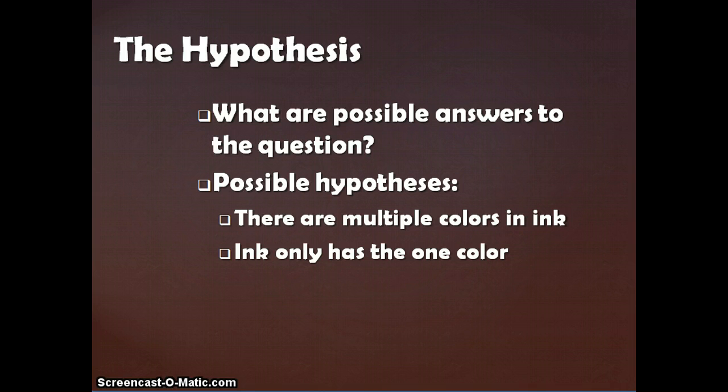So let's just say we have come up with two hypotheses, two possible answers for our question. First, we say that there are multiple colors in the ink, but then we also give the possibility that there really isn't, that there is only one color in the ink. What this is called is a null hypothesis, because what it is stating is that there will be no difference. It is pretty much saying that nothing is going to happen when the experiment is run.